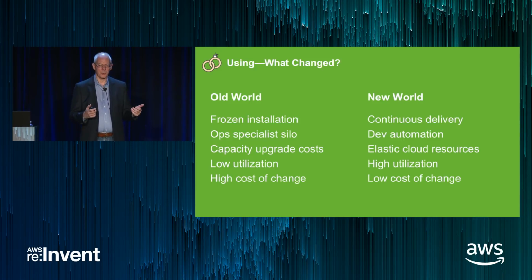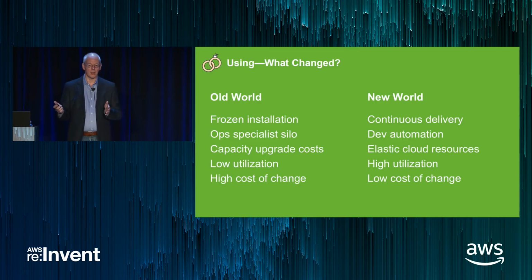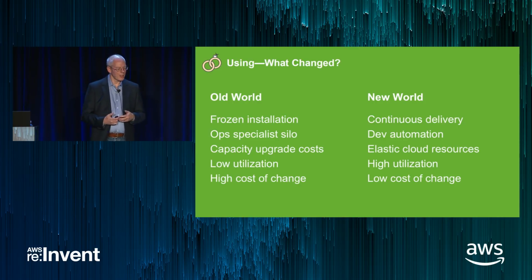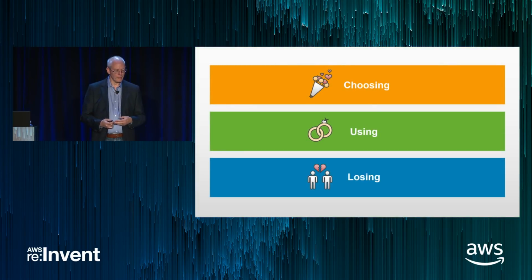Capacity upgrades are expensive things you have to plan for in the old world. In the new world, it's elastic. You should be auto-scaling, or maybe you just redeploy on a different sized instance if you need a bit more CPU or memory. Utilization goes from low to high because you're not wasting capacity, and a very low cost of change over a high cost of change. So this again has moved everything on.